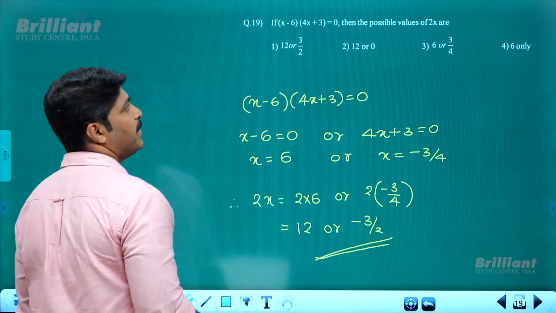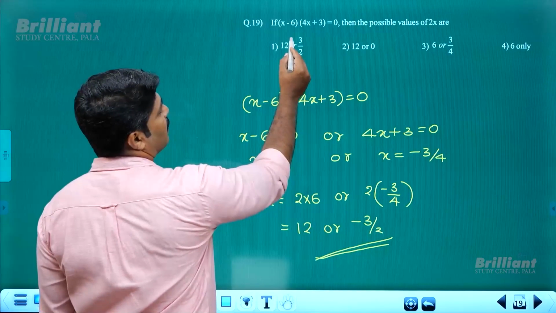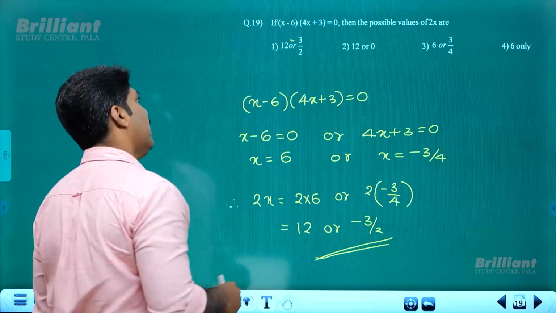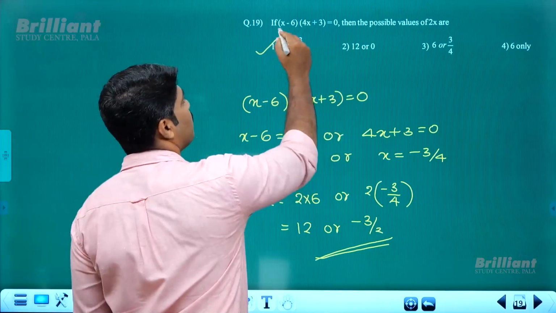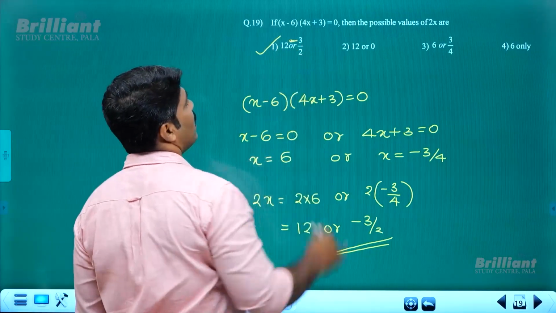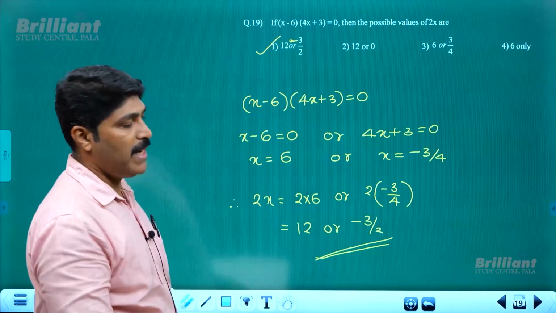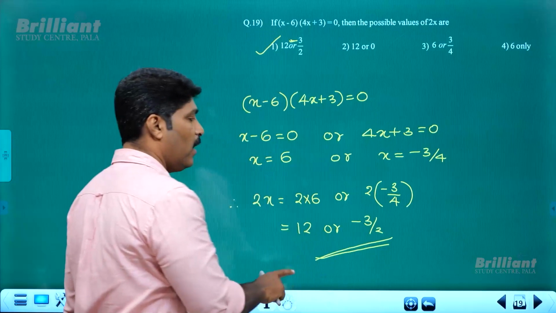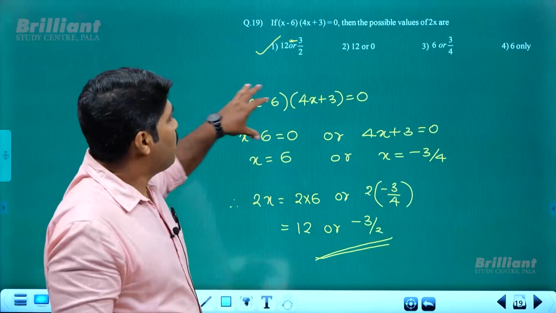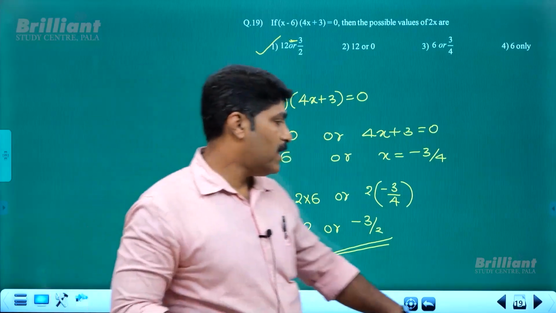So which is the option here? We can take this one. There is a minus missing in the given option, so as per the given options, this is the only possible one. Don't forget, here this is minus 3 by 2. Got it? So like that we have to consider 12 or minus 3 by 2. This process is the zero equating method.